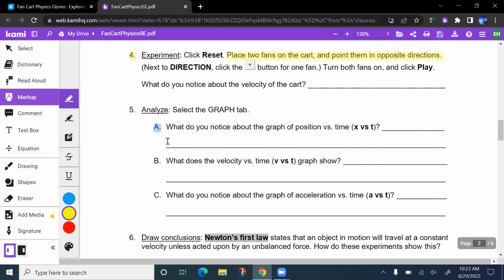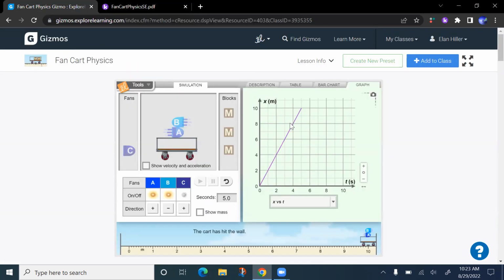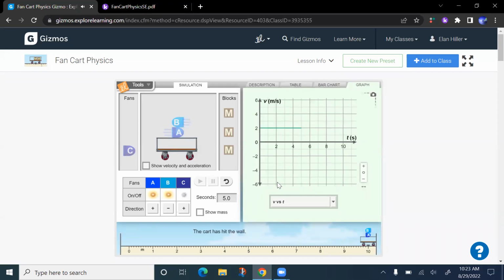Part B, what do you notice? What does the graph of velocity versus time show? So here's position versus time. You can get velocity versus time by using the pull down menu and just selecting a velocity versus time graph. And you'll notice that for 5 seconds, what do you see here? A horizontal line at 2 meters per second.